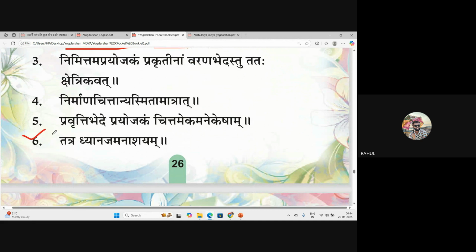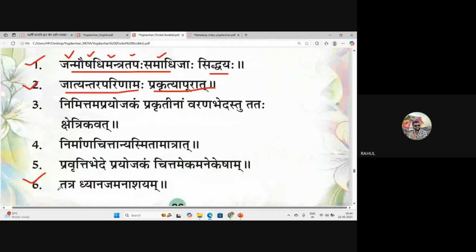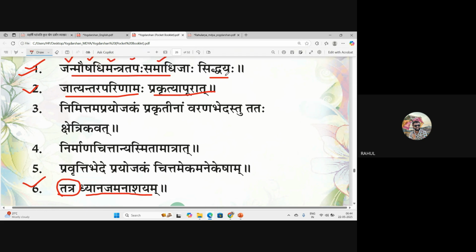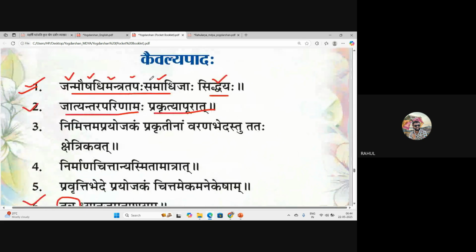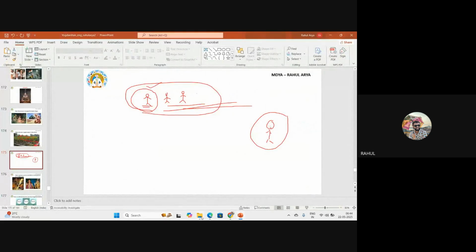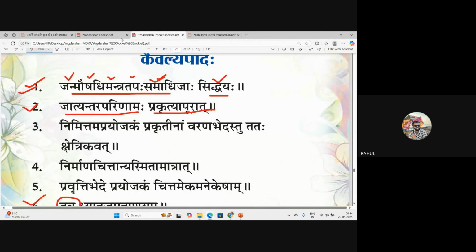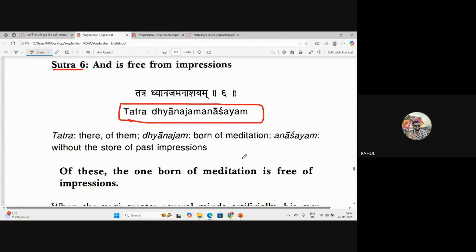Patanjali is telling Tatra, meaning the previous sutra number 1, which we discussed, which are the nimittas of those powers. Out of those 5 sources, he is telling dhyanajam anasayam. The siddhi which we are getting from meditation, meaning samadhi, that is anasayam. Anasayam meaning that the longer it is, its effect, its impression will be longer.